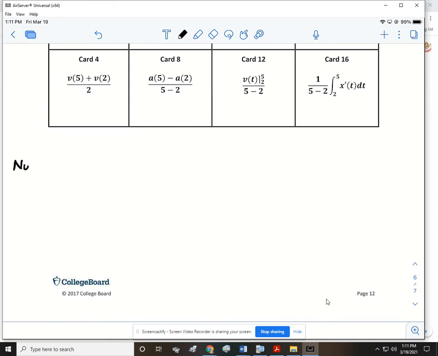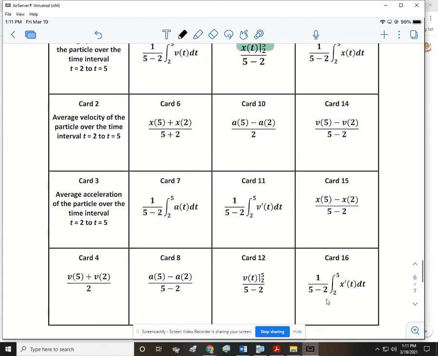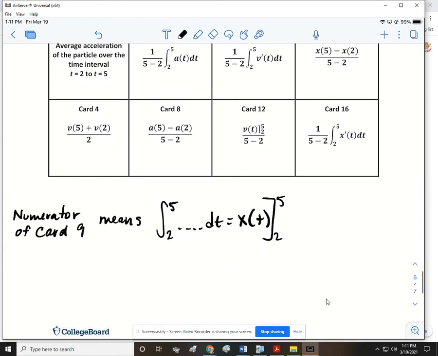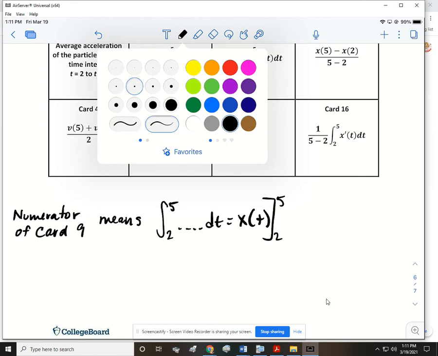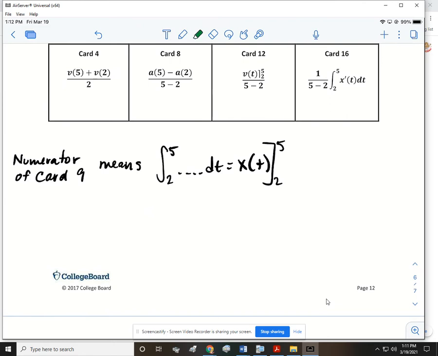So the numerator of card 9 means that someone took the integral from 2 to 5 of some function and got x of t, and then you are evaluating that from 2 to 5. All right, so that's what that symbol means. Then once you know that, you could probably guess what card 12 means right there, the numerator.